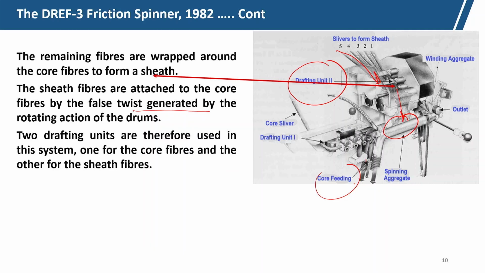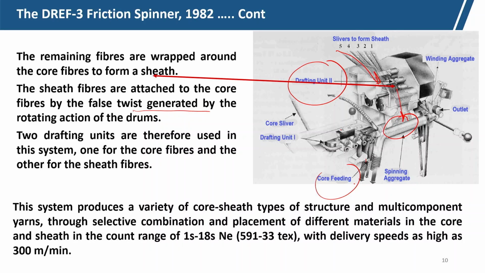So, two drafting units are used in this system. Drafting unit 1 and 2, one is for core staple fibers, another is for sheath staple fibers. This system produces a variety of coarse sheath structure and multi-component yarns. We can use different types of materials to get the core-sheath structure, and high performance yarns can be made, with a very high delivery speed, because of the presence of the core.